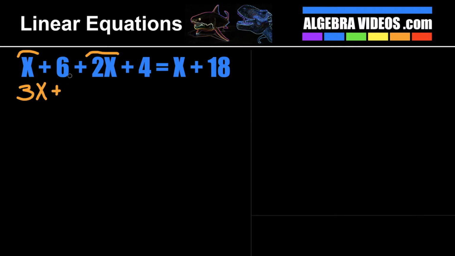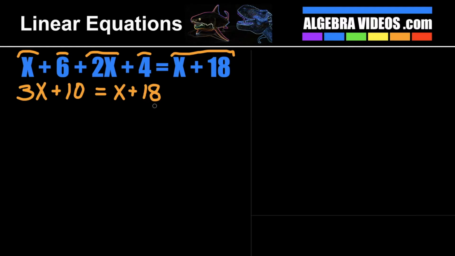And then I'm going to combine these two terms that look similar. They're just numbers, right? So 6 plus 4, that can be simplified to be just plus 10. So positive 6 and a positive 4 is combined to be positive 10. And the right side, this x plus 18, I'm just going to rewrite it. I'm not going to do anything to that right now. So x plus 18.